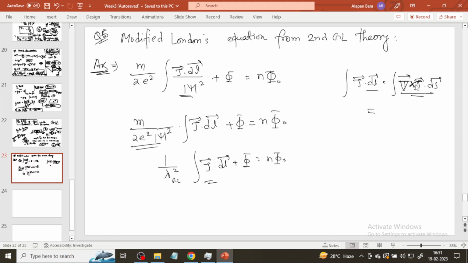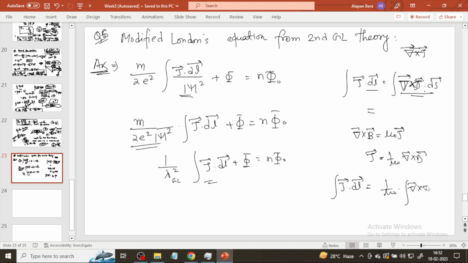Okay, and also we know that curl of B is mu naught J, or J is equal to 1 by mu naught into curl of B. Put it here, so what do we get? J dot dl is equal to 1 by mu naught curl of B dot dS. So by taking it out here, mu is absorbed in this lambda GL.